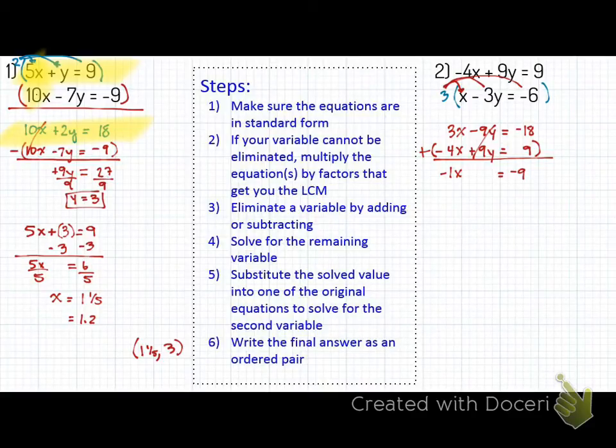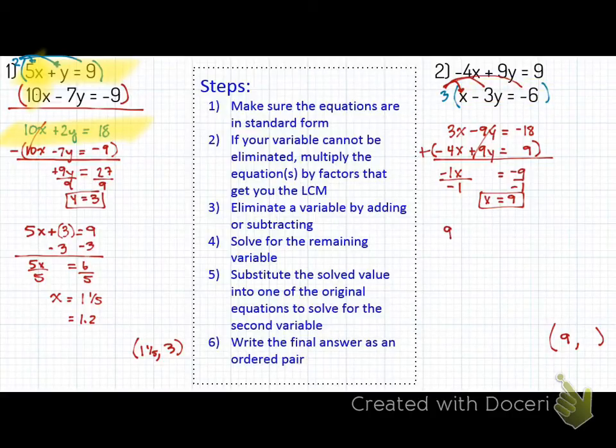And of course we don't like this negative 1 here, so I'm going to divide both sides by negative 1, and so x is going to be equal to positive 9. So that's the first part of our answer, and remember our answer is an ordered pair, so it's 9 something. So I'm going to plug this back into whatever I like. I'll take this original second equation here, x minus 3y is equal to negative 6. And so we're going to put in 9 in here.